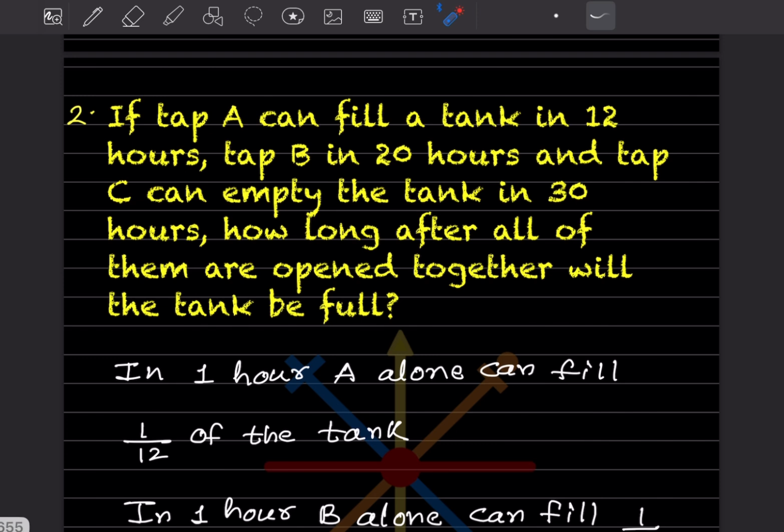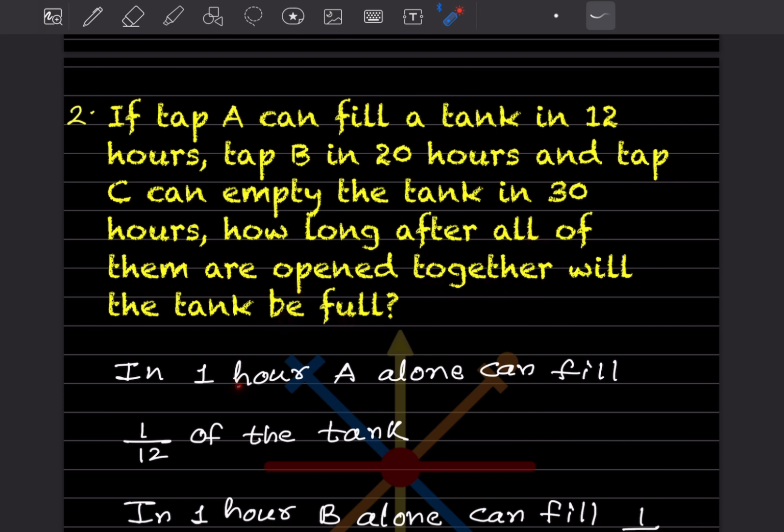Now it's given here, if tap A can fill a tank in 12 hours, tap B in 20 hours, and tap C can empty the tank in 30 hours. This A and B fill, and C is going to empty in 30 hours. How long after all of them are open together will the tank be full?